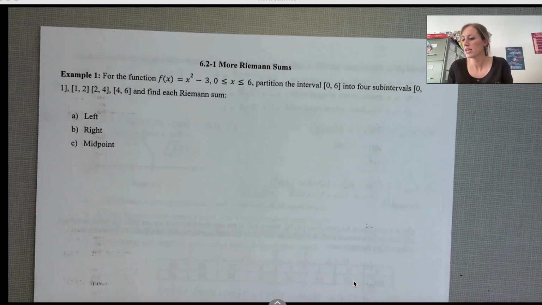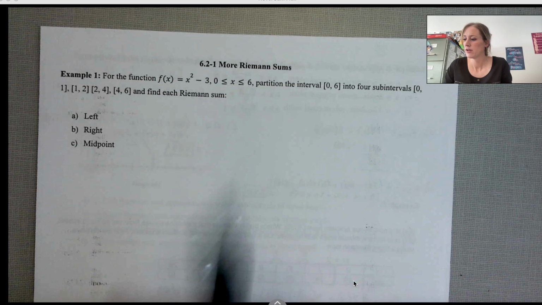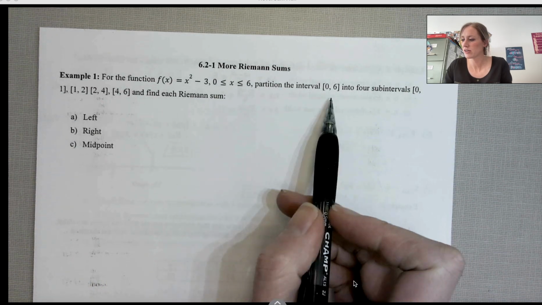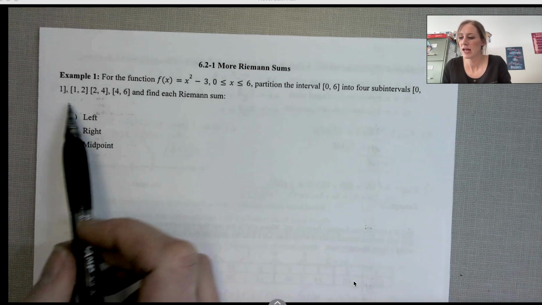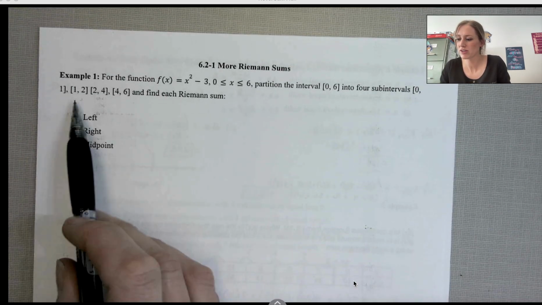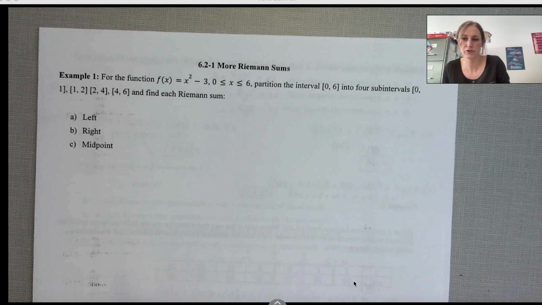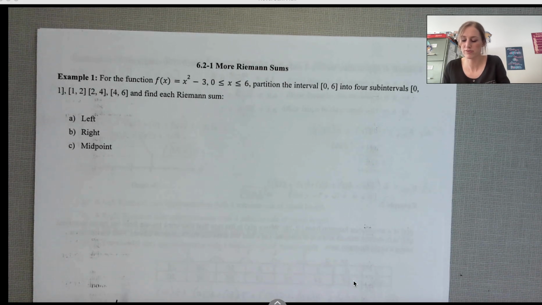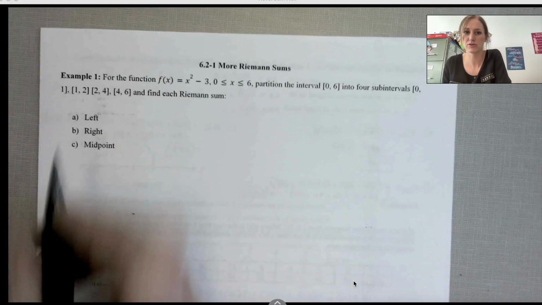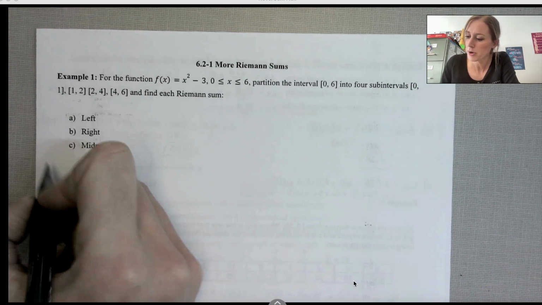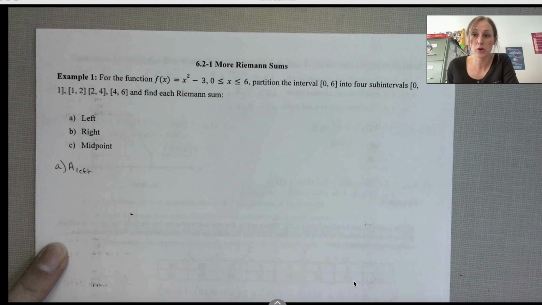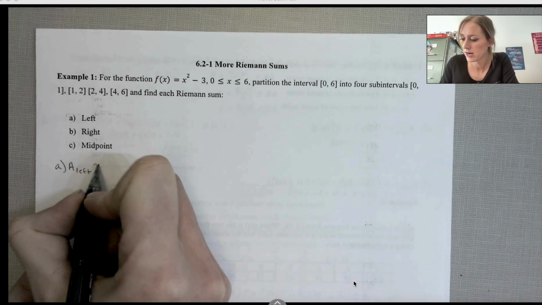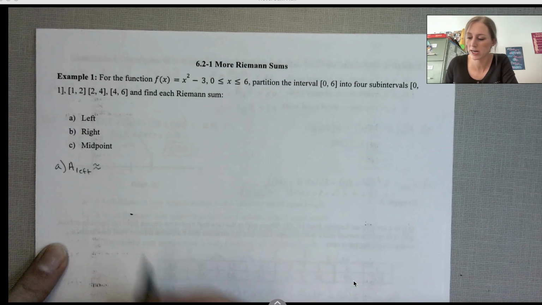Okay, so we have this given function from 0 to 6. Partition the interval from 0 to 6 into 4 subintervals. And notice these subintervals are not of equal length, so that's okay. We're just going to find each individual rectangle. So we're going to do the left Riemann sum to start. I always like to put a little subscript so I know which area I'm finding.